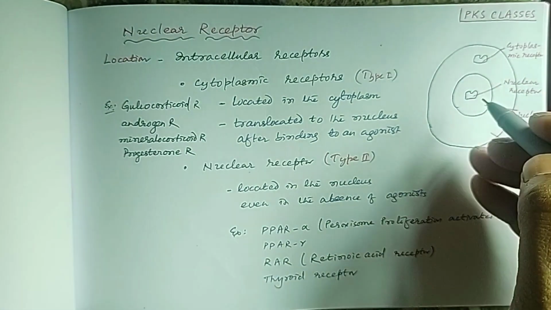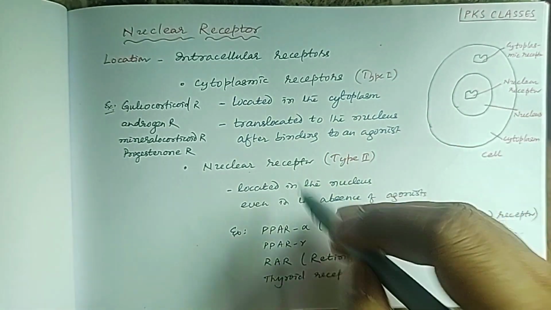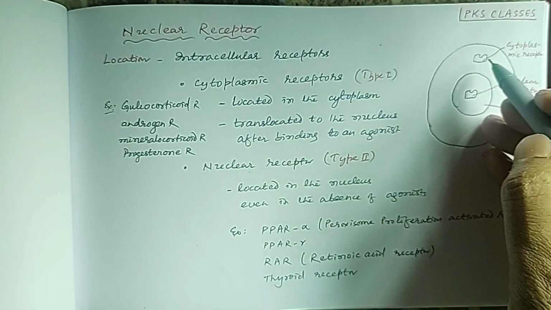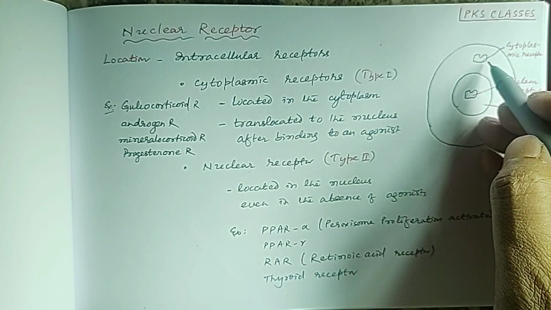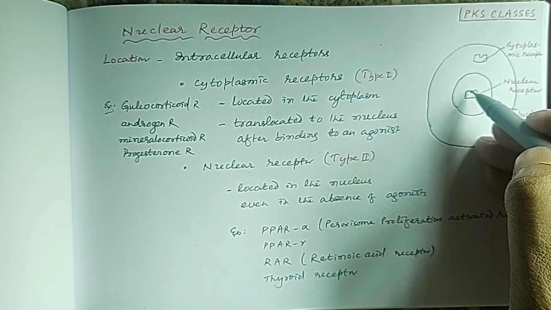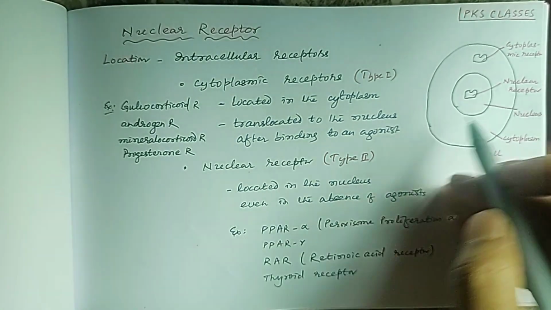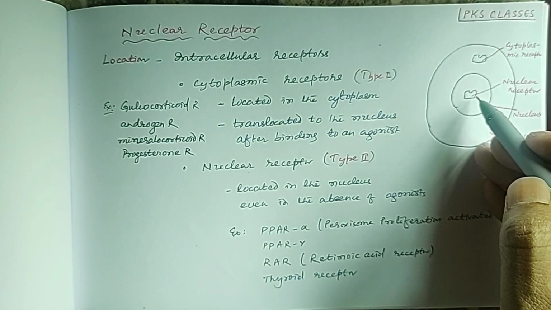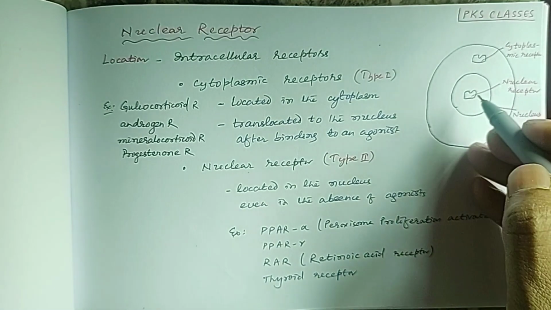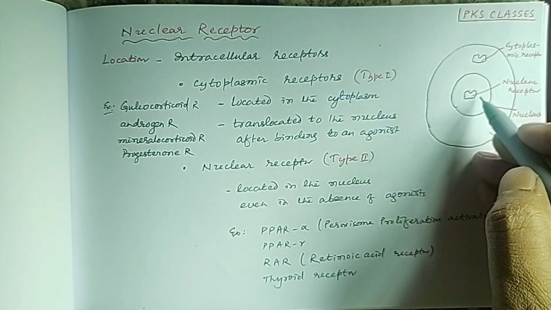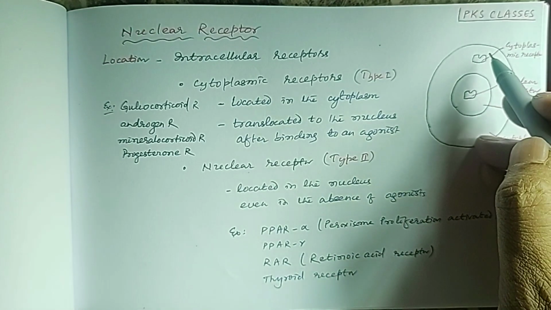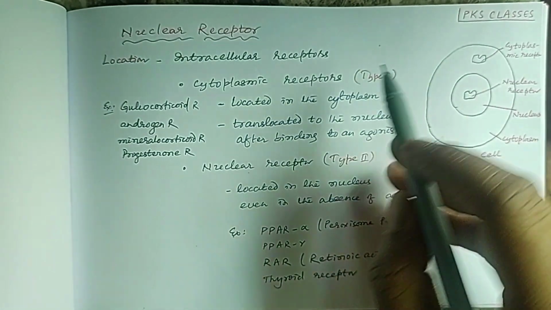and some of them, in the absence of the ligands, are located in the nucleus. So both are nuclear receptors, and we can classify them as cytoplasmic receptors and nuclear receptors. Cytoplasmic receptors are located in the cytoplasm, and when the ligand or agonist binds to this receptor, they are translocated into the nucleus. And the second type are located inside the nucleus, whether the ligand binds or not. So in the absence of agonist also, they are located in the nucleus. And the cytoplasmic receptors move into the nucleus once the agonist binds to them. So these are the two types.